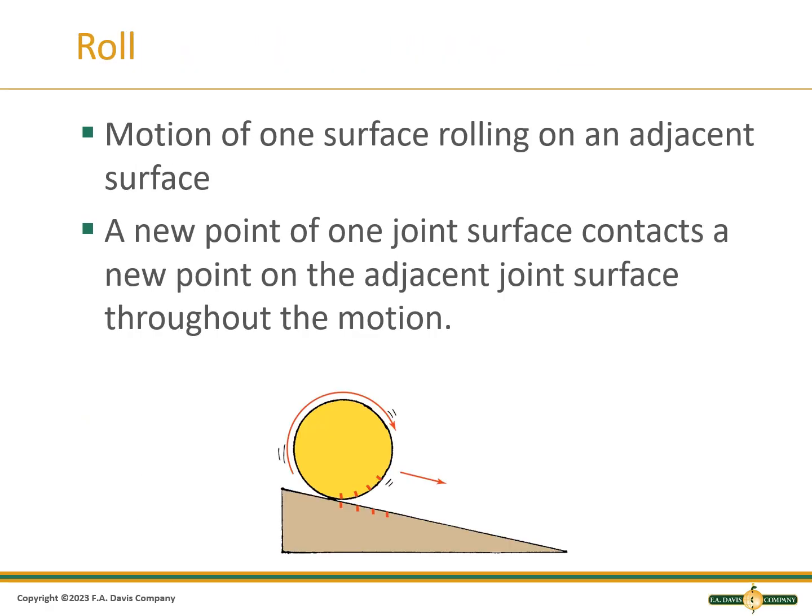So breaking those three down a little bit more, roll is what happens when a new point of one surface touches a new point of the surface it is touching the whole way through the motion. So think of a ball rolling down an incline. You can see in this picture with the lines marked that a new point of the ball is coming into contact with a new point of the incline throughout the entire motion, allowing the ball to roll down the incline.